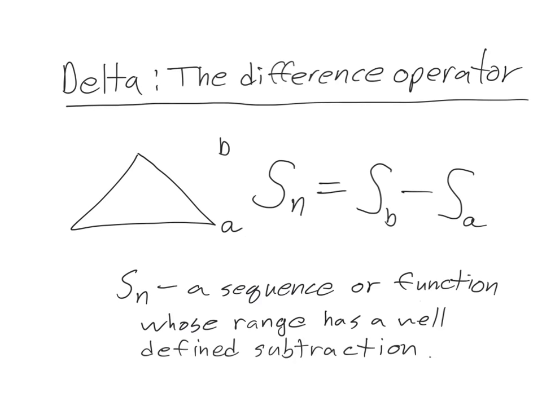Let's consider delta, the difference operator. The delta operator between a and b of S_n is defined to be S evaluated at b minus S evaluated at a. Naturally, S_n is a sequence or function whose range has a well-defined subtraction.